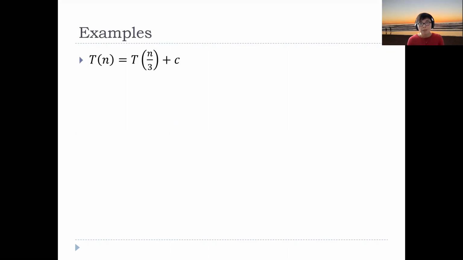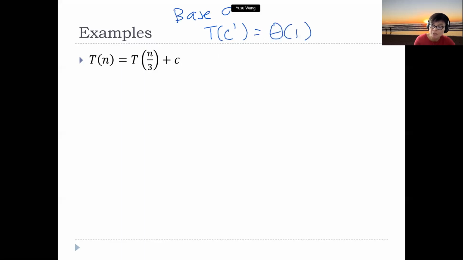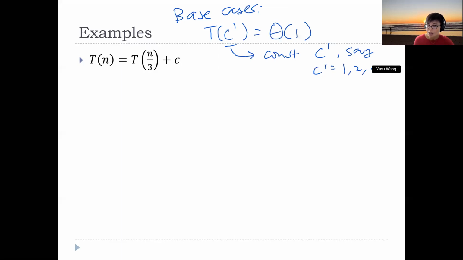So here's one example, but in this example, I'm not writing out the base cases explicitly. I simply give you this relation with the assumption that you always assume that T of some constant is some constant c prime. Say c prime can be equal to 1, 2, any constant. So this is always the base case that I'm not writing. Namely, when your problem size is constant, then the time complexity is constant. So I just write the recurrence part.